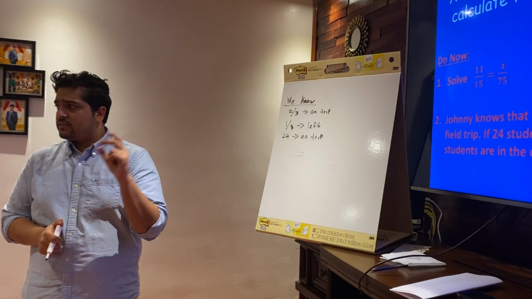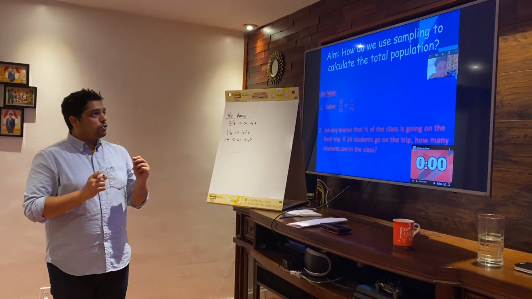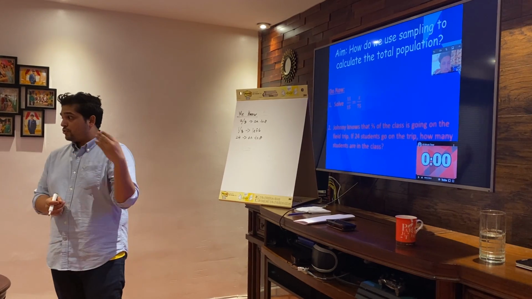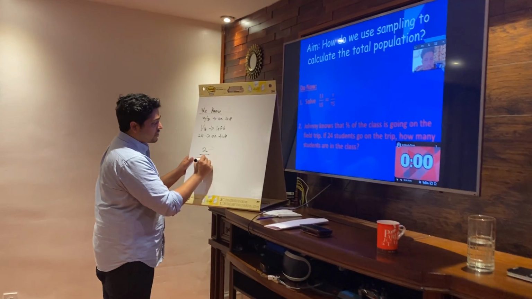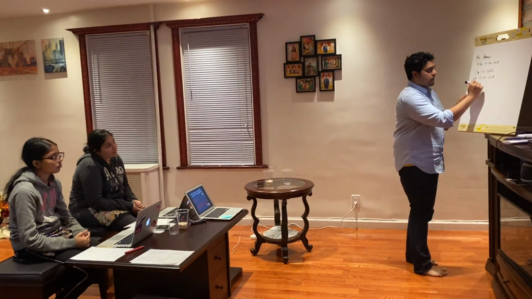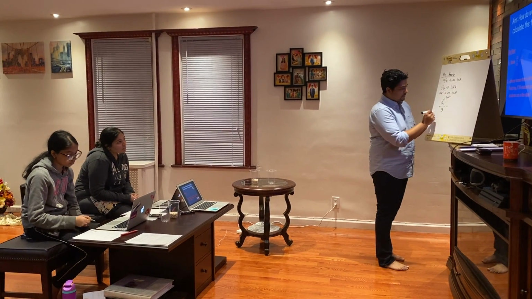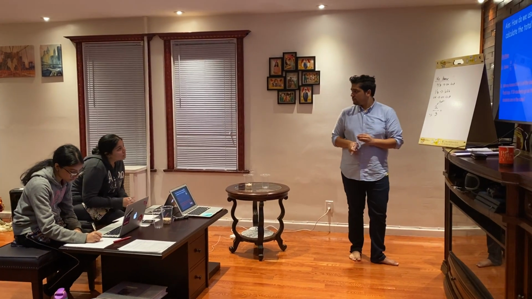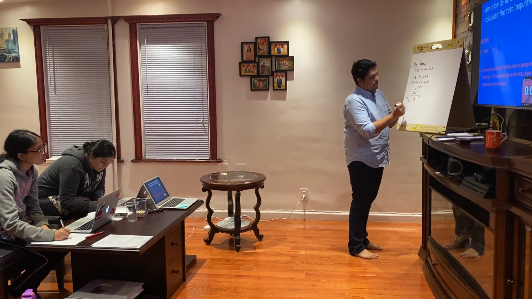So what are they saying? They're saying that of some random sized class, 2/3 of that class went on a trip. So we know that we have some fraction, 2/3. Of that 2/3, the 2 here will represent the part. Make sure you're writing this down in your Cornell notes. And what does the 3 represent? The whole. Very good. The whole is equal to, now, 24 students.